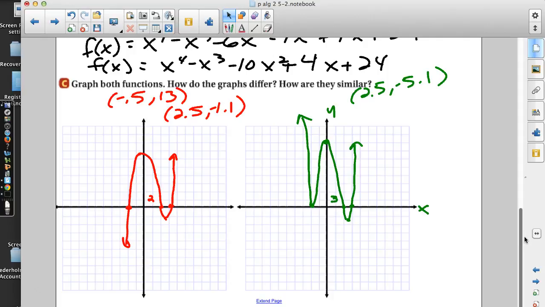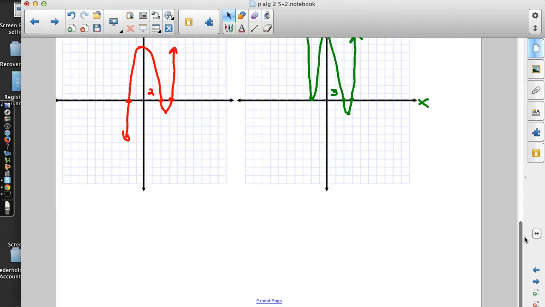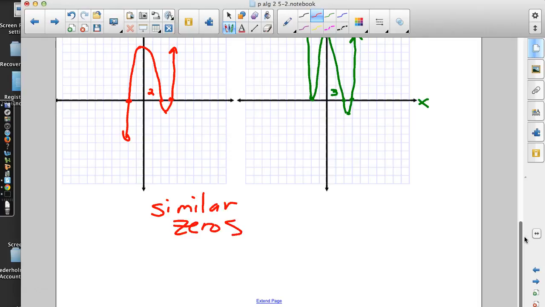So what they want to know is, how do they differ and how are they the same? Let's go after how they're the same first. You notice anything that's alike in these two? Anything we had to do that we did twice? The zeros. Yeah, I mean they had negative 2, 2, and 3 as the zeros. So similar zeros. But they're definitely different, right? So what's different about them? There's several things.